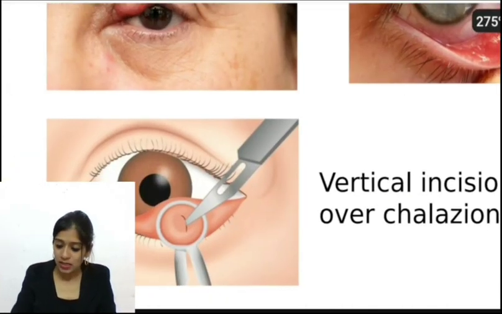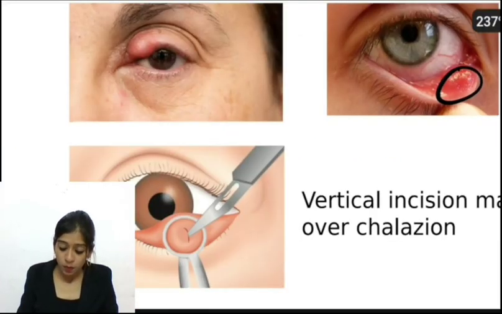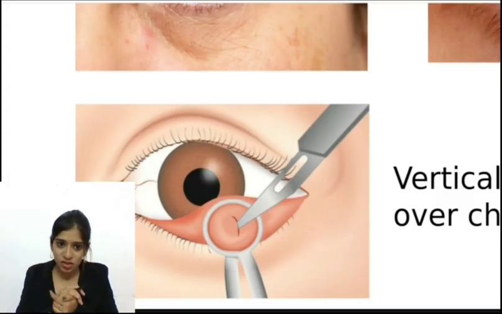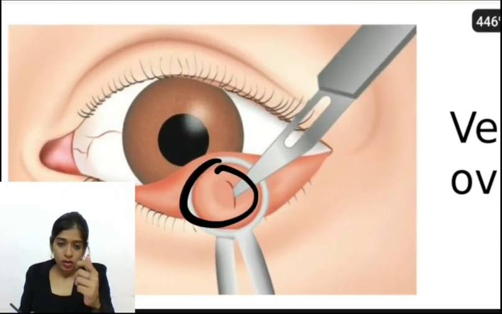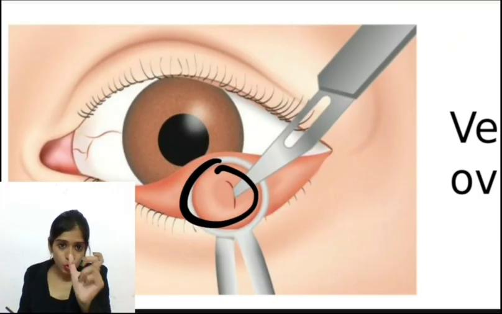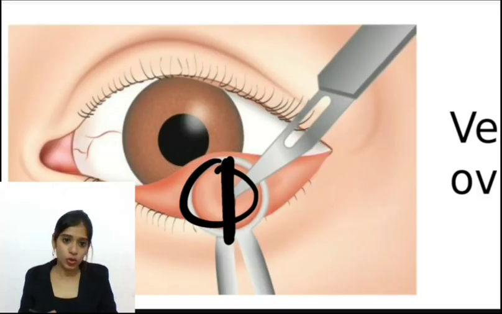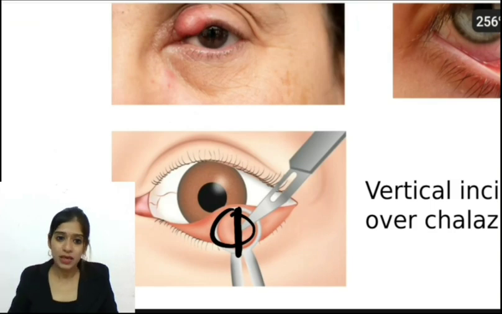See, suppose you can see the nodule here, right? Now usually this nodule will be away from the lid margin. Now using the clamp, you hold the nodule in place, and you make a vertical incision over that nodule. Then with the chalazion scoop, we remove the contents out.